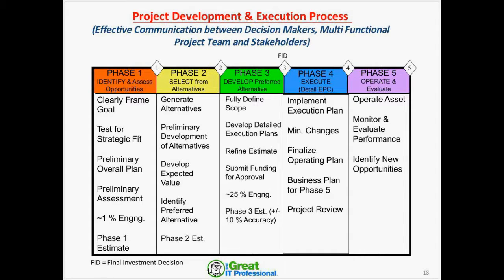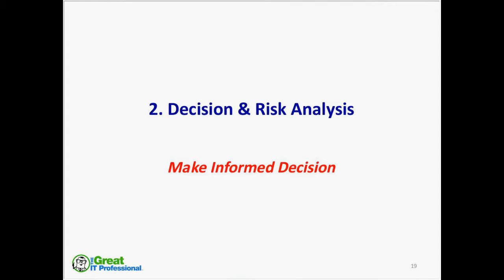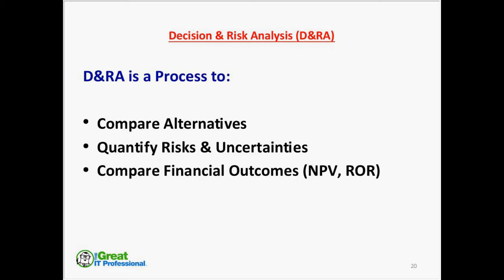With that backdrop, let's get into the decision and risk analysis. We make informed decisions on projects. The decision risk analysis process, slide 20, compares alternatives, quantifies risk and uncertainties, and compares financial outcomes. Ultimately, everything comes back to money, so we're going to talk about net present value, rate of return, payout, etc.